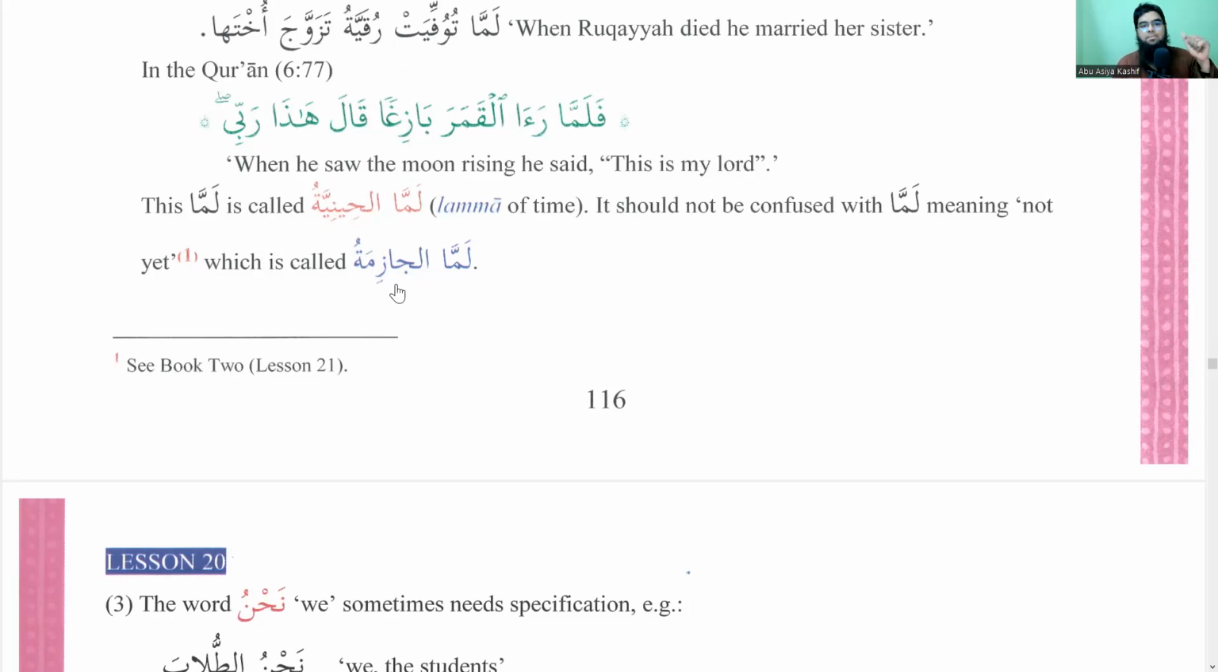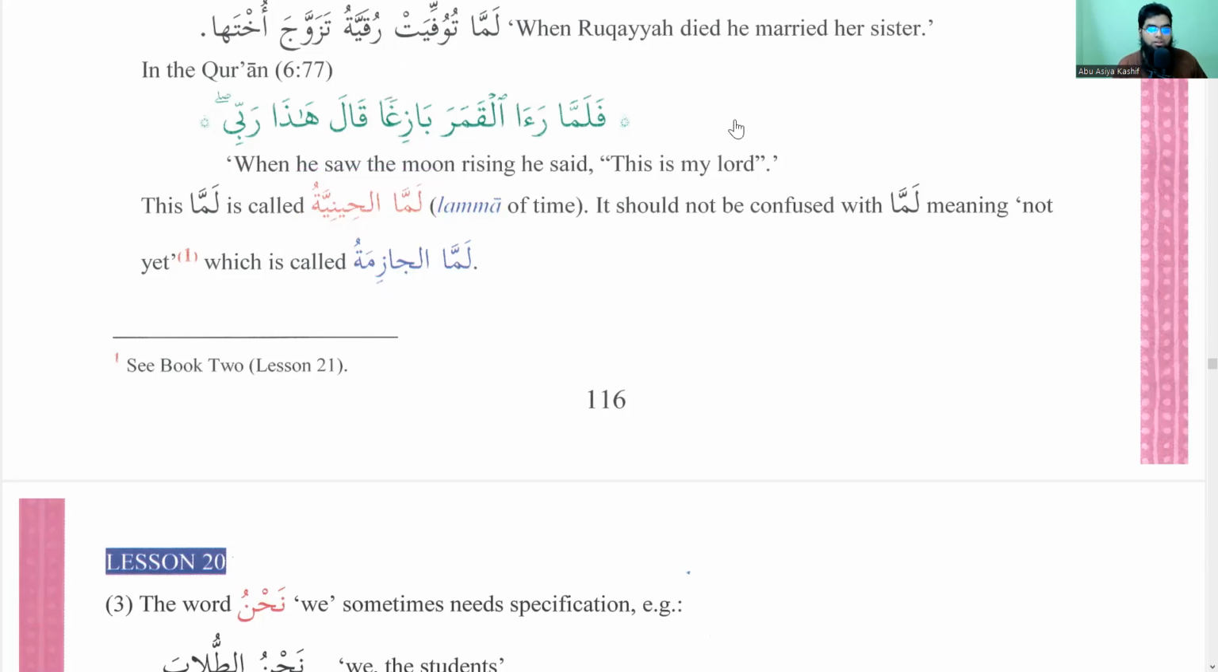So there are two lammas. Lamma hiniya: hin means time, right? Hina tusbihun. Hina means when or time. And this jazima is lamma which makes majzoom. So this lamma enters on mudari, correct? And this lamma will enter on madi. This is only madi, this is only mudari. These are the two lammas.